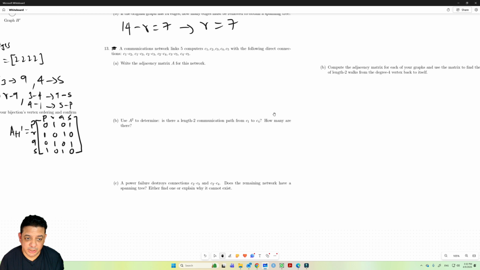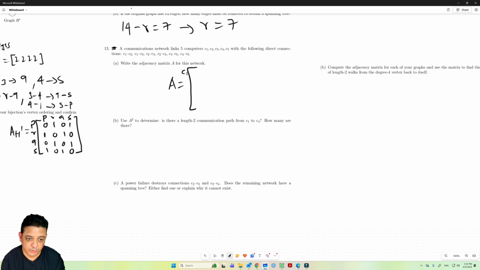So a communication network links computers C1, C2, C3, C4, C5 with the following direct connections. We have C1 is joined to C2, C1 is joined to C3, C2 is joined to C3, C2 is joined to C4, C3 is joined to C5, and C4 is joined to C5. So it says, let's write an adjacency matrix for this network. We can do that by just checking the connections between all of them.